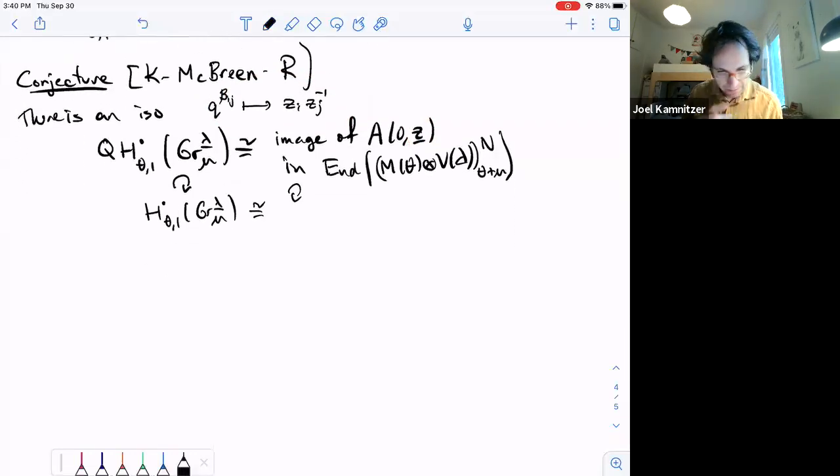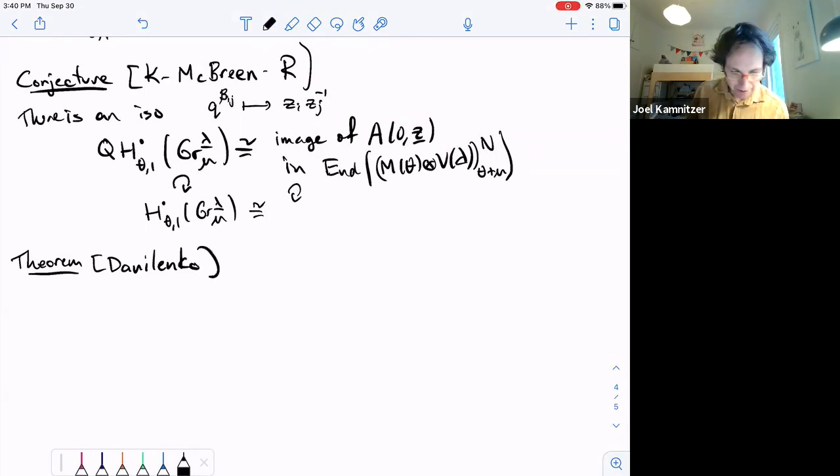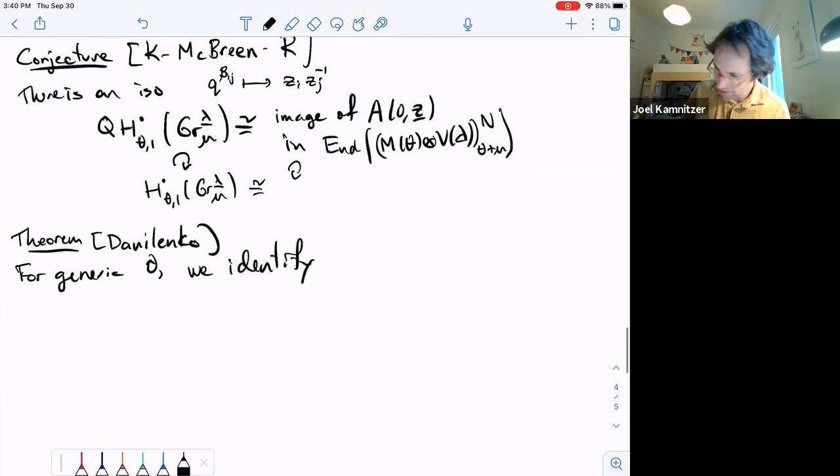So this conjecture was partially confirmed by Danilenko. The theorem of Danilenko is as follows. It's not quite how he stated it, but he stated it as follows. So for generic theta, we identify the cohomology of this symplectic resolution with the vector space V lambda mu as follows.